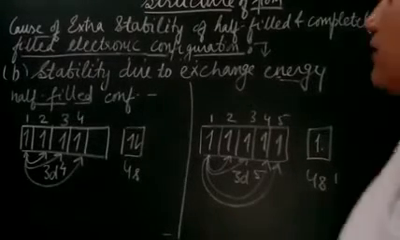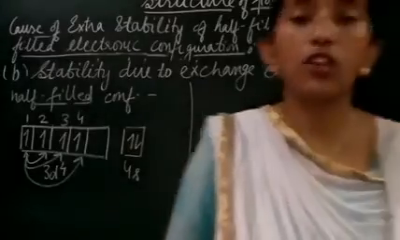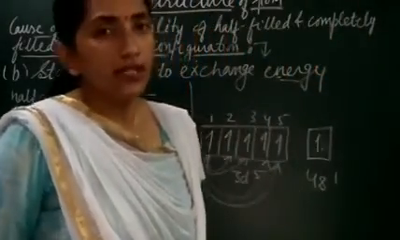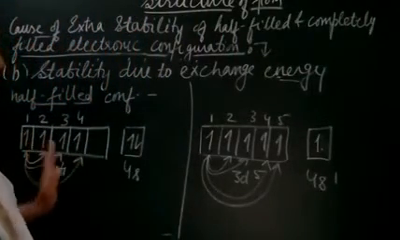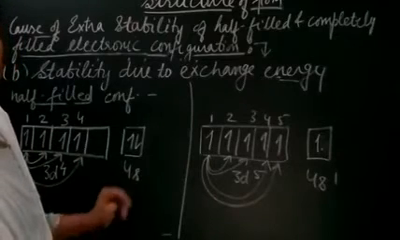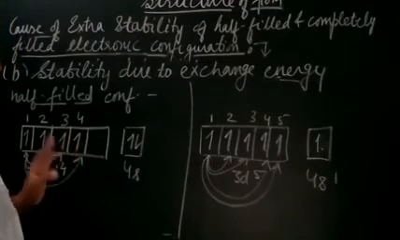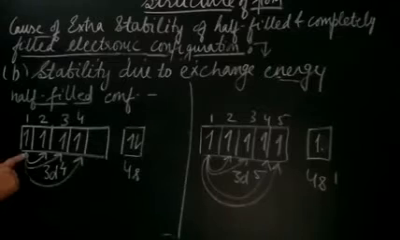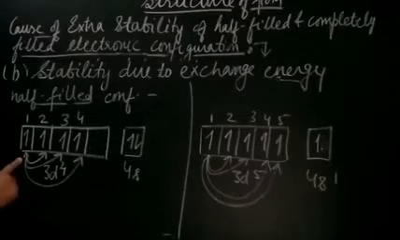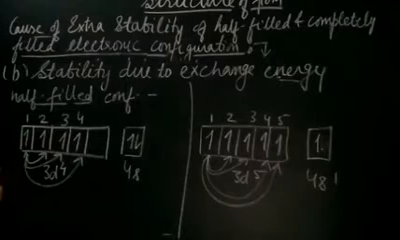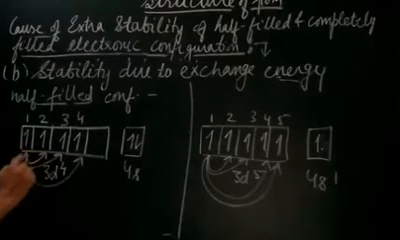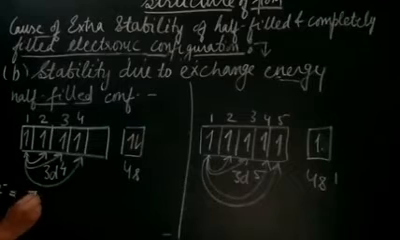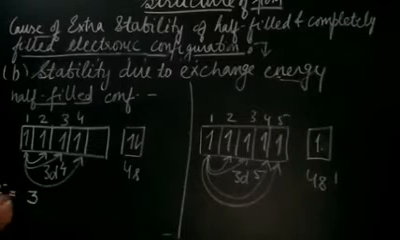Students, before we do the completely filled configuration, let's have a slight correction, where we find out how many exchanges are possible for each electron. If we just see here, students, please mark it down. For the first electron, how many exchanges are there? 1 with 2, 1 with 3, 1 with 4. That means we are getting 3 exchanges, right?